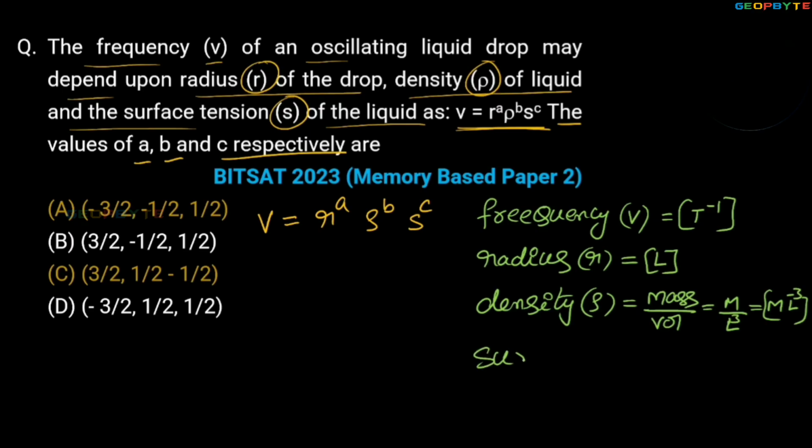Similarly, surface tension S equals force per unit length. Let us take another slide. Here the force has dimensional formula M L T^-2, divided by L. L cancels. Finally, the surface tension dimensional formula is M T^-2.